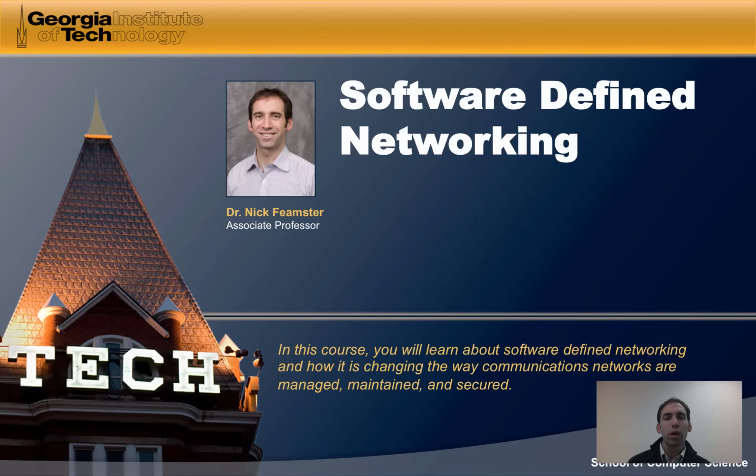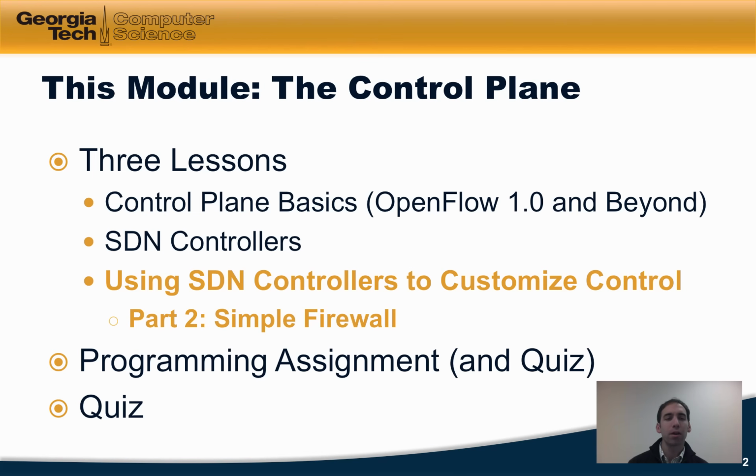Welcome back. We are continuing our study of the control plane, and in particular we are continuing the lesson where we've been exploring how to use SDN controllers to customize network control. In the previous part of this lesson, we explored how to use the POX controller to implement a simple Layer 2 learning switch. In this part of the lesson, we will extend that Layer 2 learning switch to make forwarding decisions based on simple firewall rules that we install at the controller.